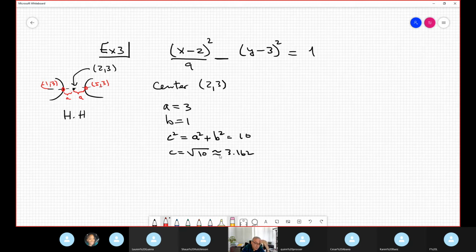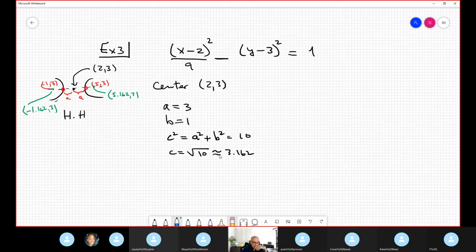And the foci, well, the foci is here. The distance C is 3 point something. So from the center, you add 3.162, which is approximately 5.162, 3, and in the other direction it's negative 1.162, 3. Good.